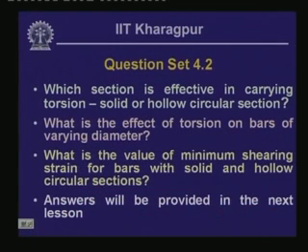Now, the questions which are set for you are: which section is effective in carrying torsion, whether a solid one or a hollow circular one? What is the effect of torsion on bars of varying diameter? And what is the value of minimum shearing strain for bars with solid and hollow circular sections? Well, these questions we will be discussing in the next class.